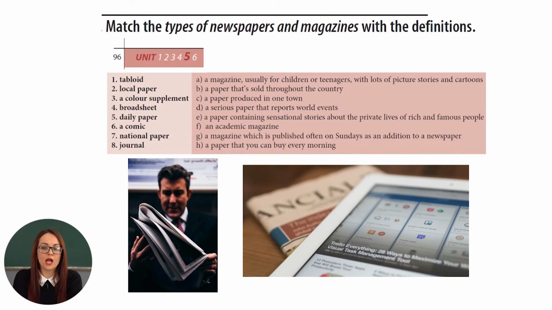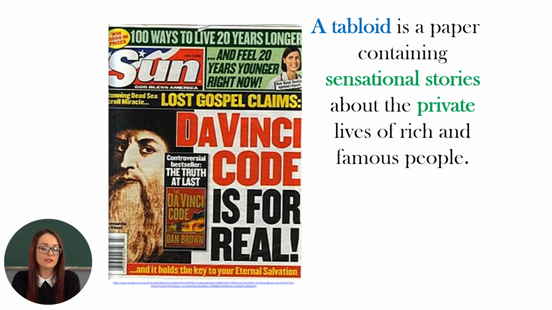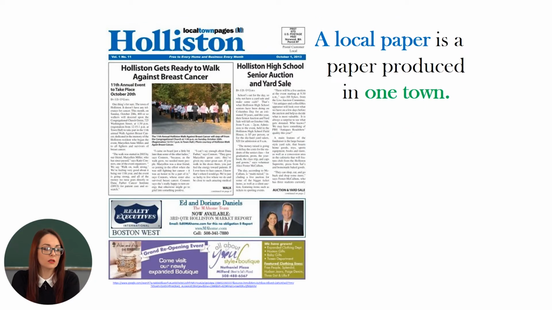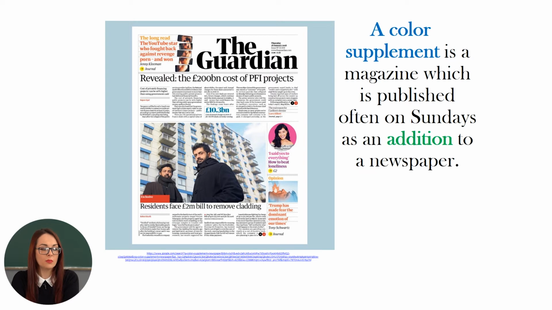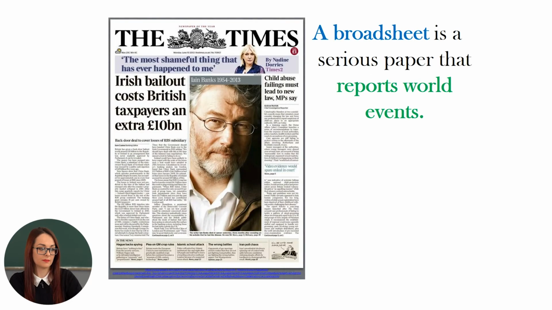Now let us check the types of newspapers and magazines with their definitions. A tabloid. A tabloid is a paper containing sensational stories about the private lives of rich and famous people. A local paper is a paper produced in one town. A color supplement is a magazine which is published often on Sundays as an addition to a newspaper. A broadsheet is a serious paper that reports world events.